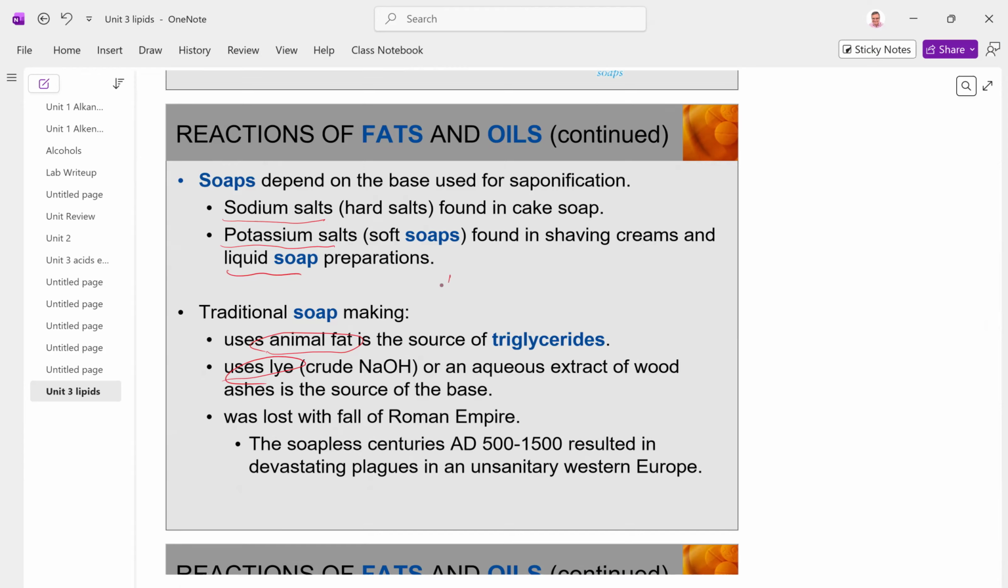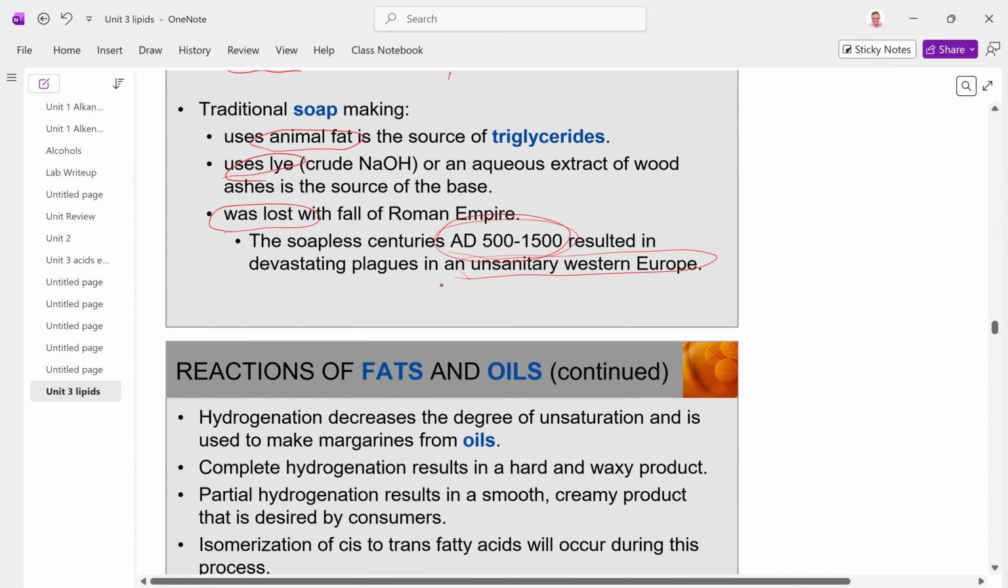Soap making was lost with the fall of the Roman Empire. So we had soapless centuries in general. There were sporadic places where they made soap, but in general, it was gone. And because of the unsanitary conditions of Western Europe, rats and fleas flourished. And the main vector for transmitting the Black Plague was fleas on rats. So you can blame lack of soap.